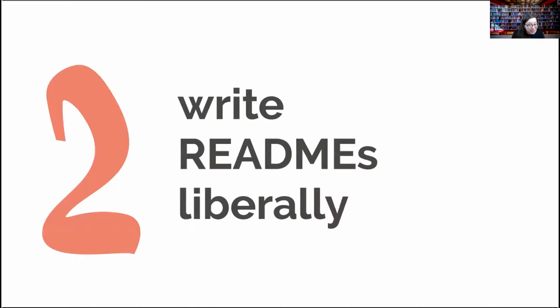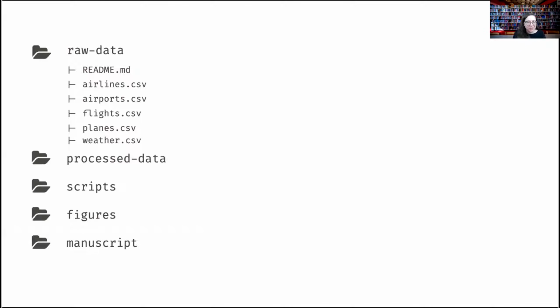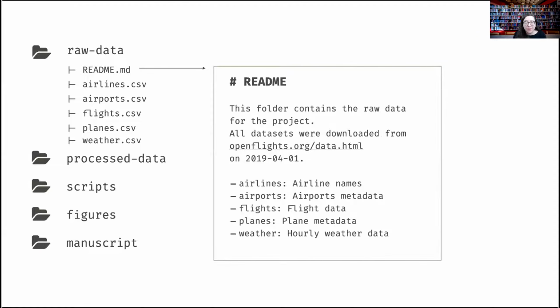Number 2, write READMEs liberally. So we talked about this raw data folder, for example, and let's say that you have a bunch of data CSV files in here. Put a README in there that has some useful information, something that has information on the data provenance and some information on what every single data file contains.